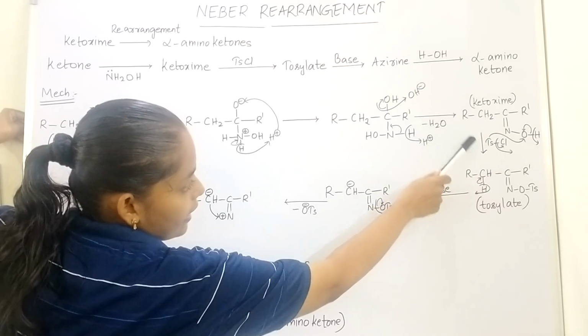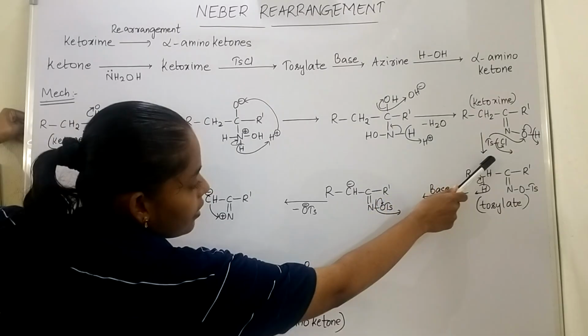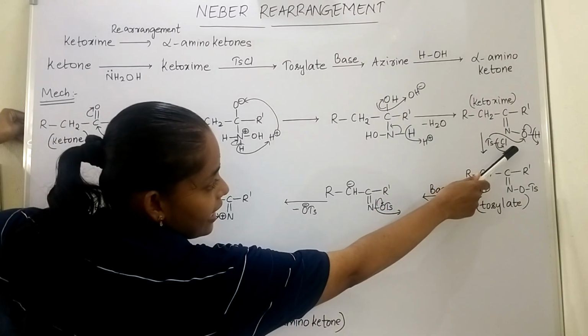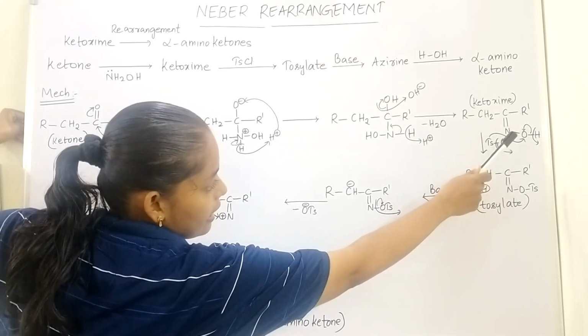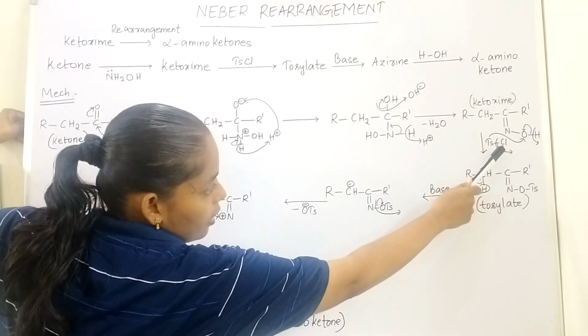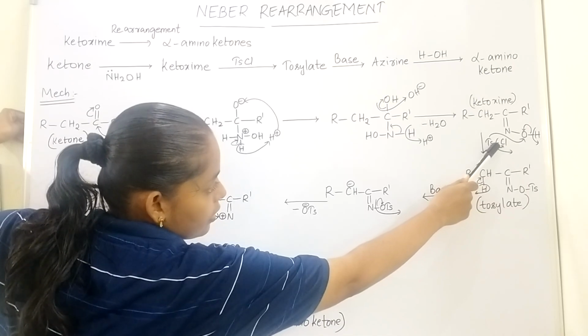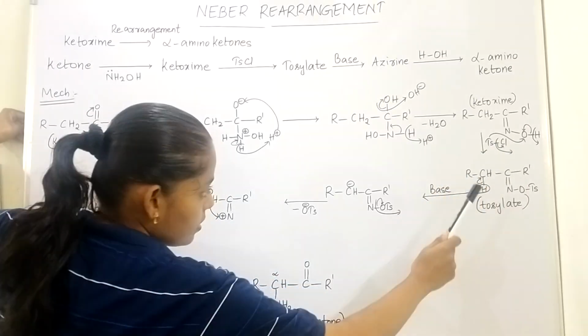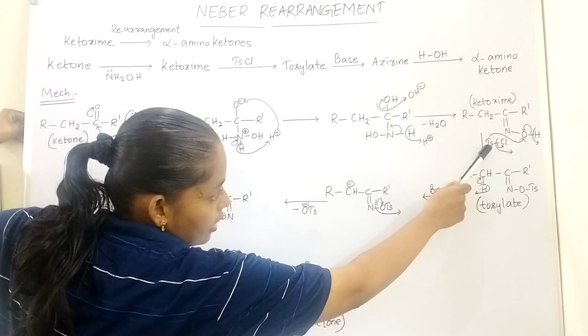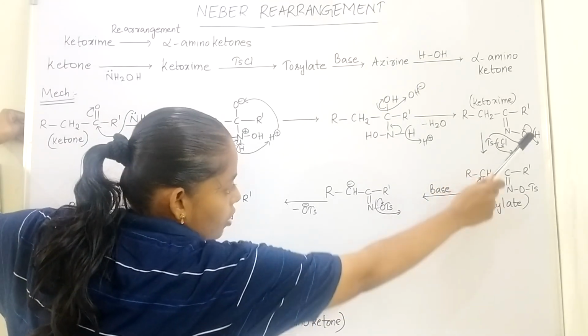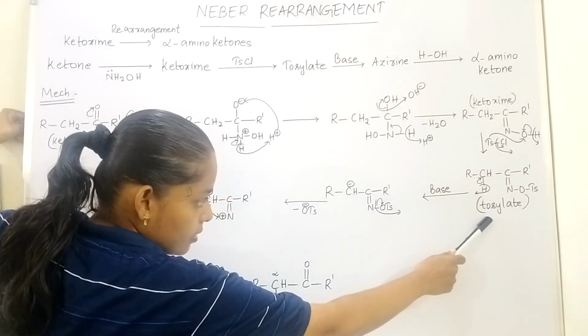This ketoxime will react with tosyl chloride, where the oxygen here is taking the bond from hydrogen and will leave hydrogen as H+. Chlorine here will take the bond from the tosyl group and will leave as Cl-. Now this positively charged tosyl group will form a bond with the negatively charged oxygen and will give us tosylate.